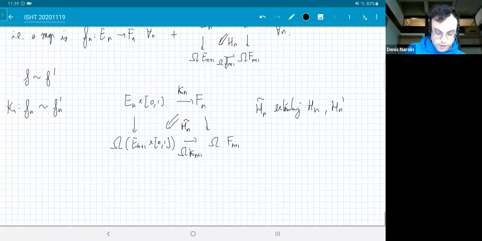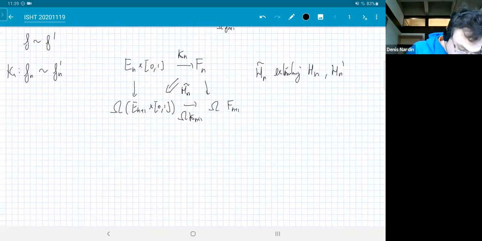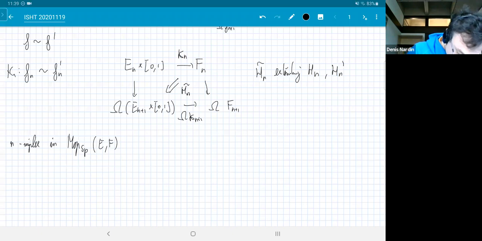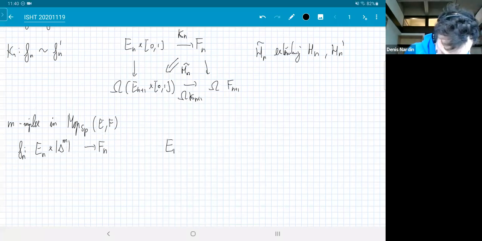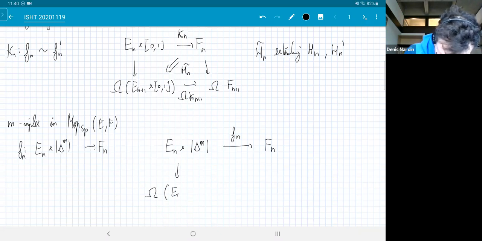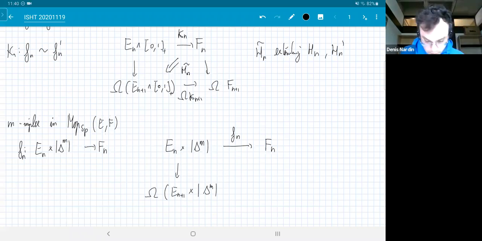And actually, why can't I give you the higher simplices? So let me give an n-simplex in the mapping spectra from E to F. Sorry, an m-simplex, I have too many n's. It's an F from E to Fn, and, oh, sorry, this was actually silly. I want the homotopy to be relative to the base point, so I have to do this.